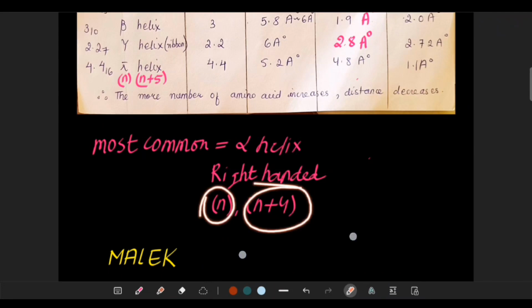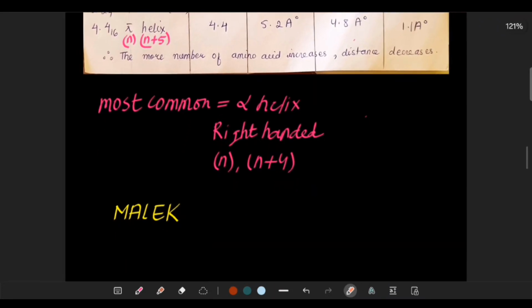Now the amino acids which favor alpha helix are these 5 amino acids. Others also favor, but these are the most favorable ones. That is methionine, alanine, leucine, glutamate, and then we have lysine. So these are the amino acids which favor alpha helix.